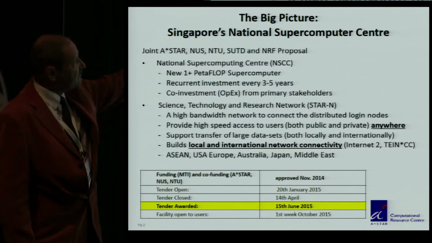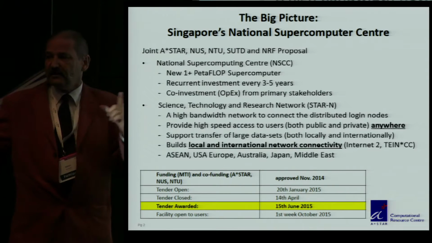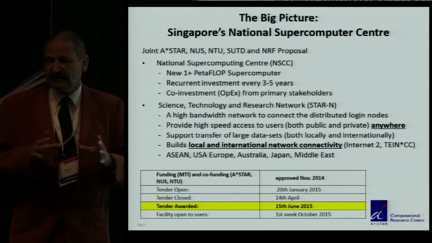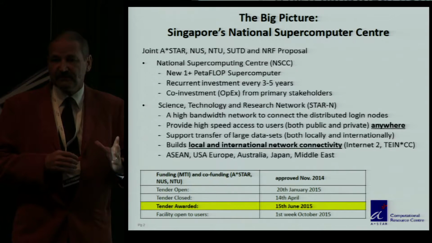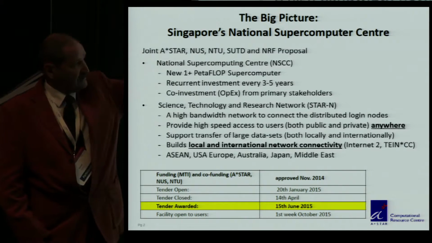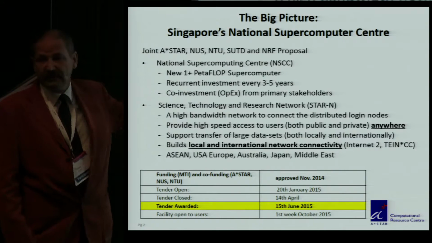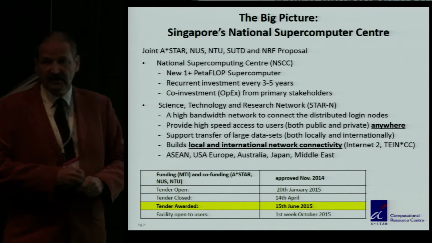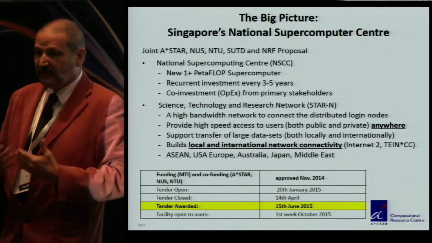And here are the most important things that we want to have: incredibly effective and easy access from at least 10 points in the island for commercial partners and for universities, provide this access from anywhere, support large data transfer, create a big data system as well, and build a local international network, not only as a physical network, but also as a means to collaborate.